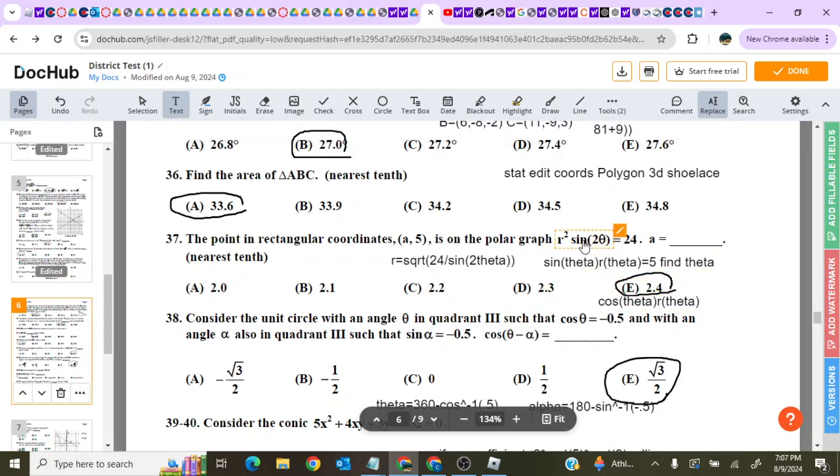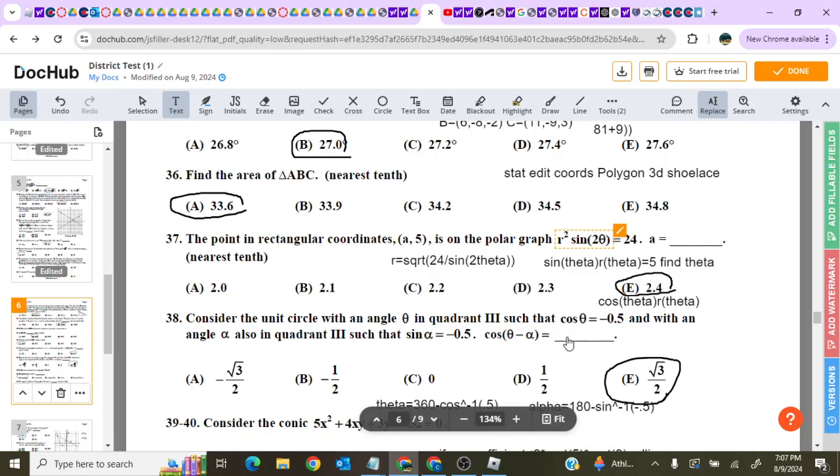You can also just convert sine of 2 theta to 2 sine theta cosine theta, and then that goes to 2xy over r squared. 2xy is equal to 24. You can do that if you want, but I like to do it my way because I don't want to think about that stuff.